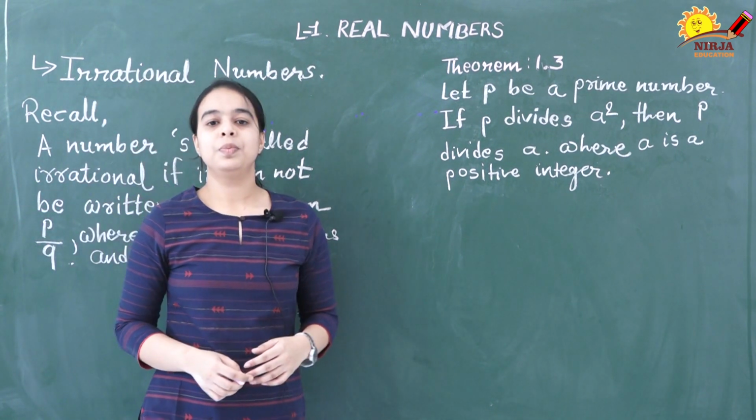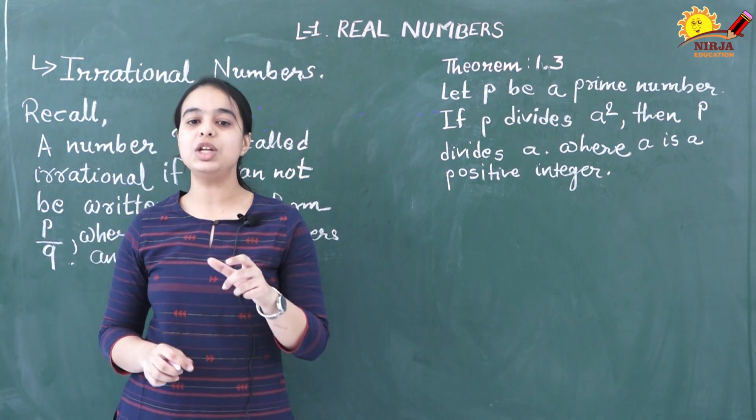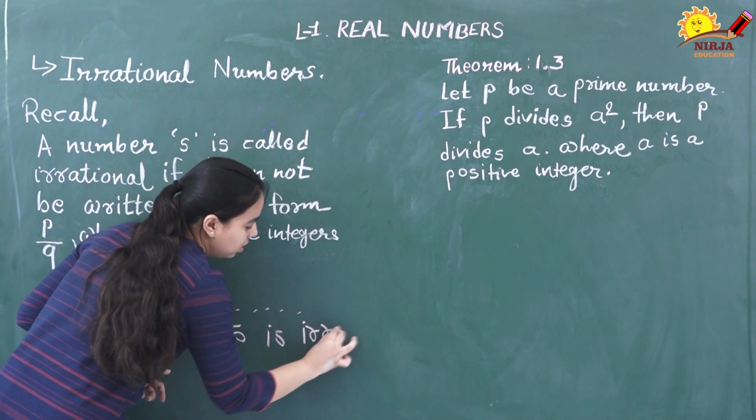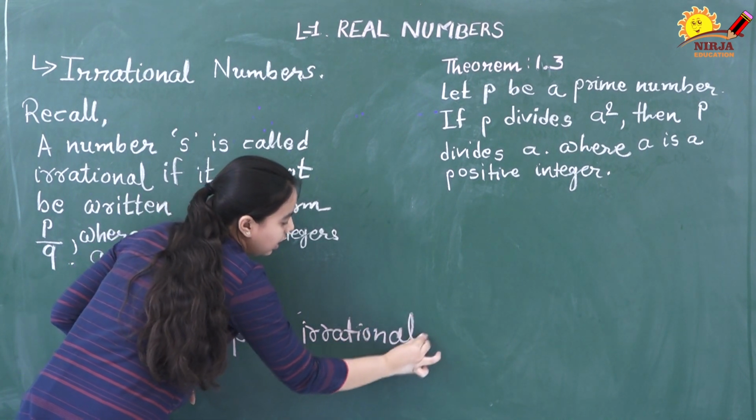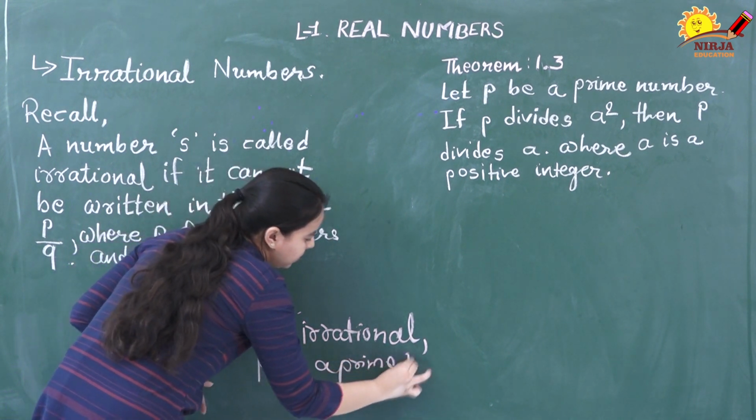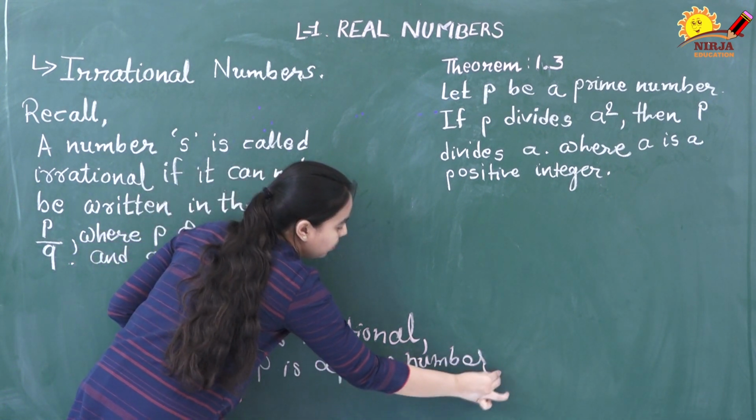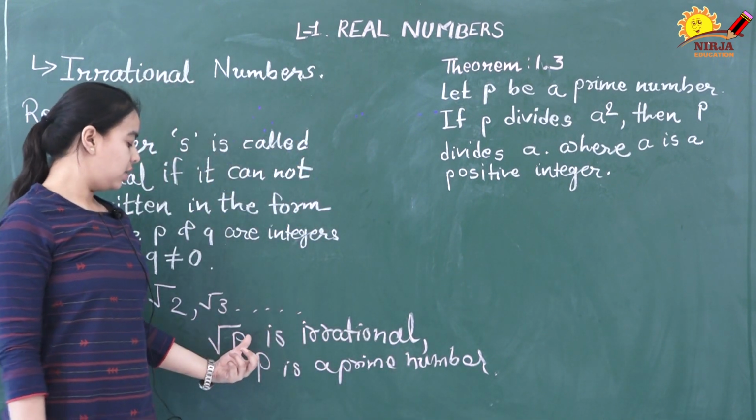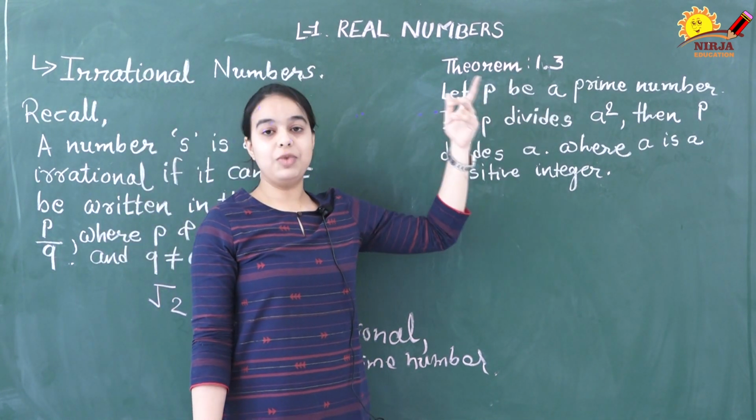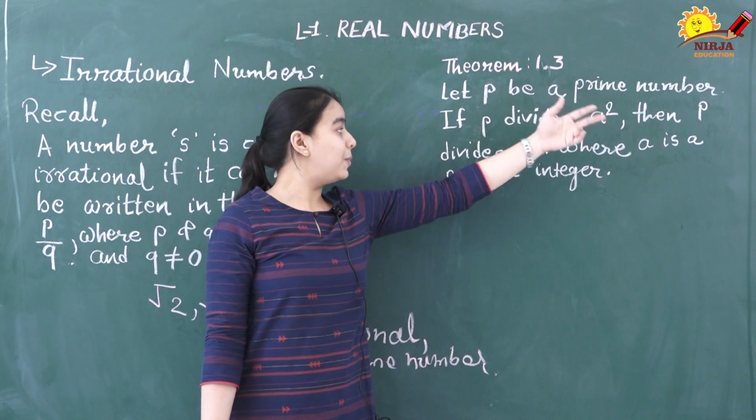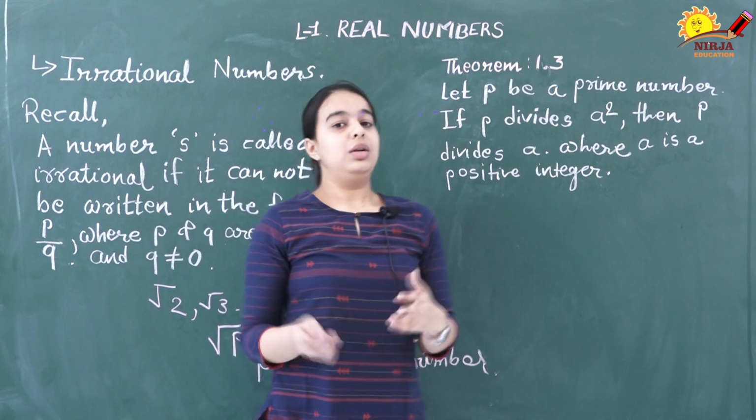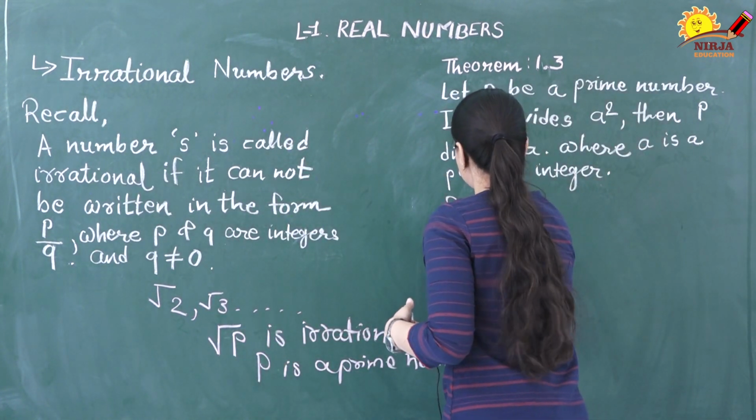In this video, our main focus is to prove that under root p is irrational, where p is a prime number. But before proving this, we are going to see one more theorem, theorem 1.3. Theorem 1.3 states: let p be a prime number, if p divides a square then p divides a. So let's prove this theorem first. What is the proof?